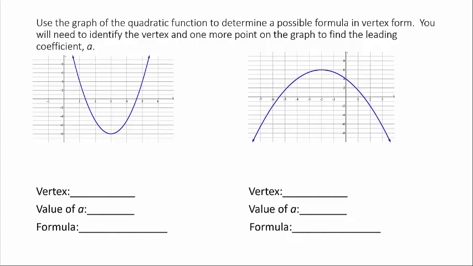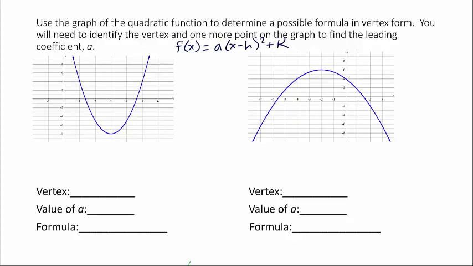In this example, we're going to use the graph of a quadratic function to determine a possible formula in vertex form. So to do this, we're going to need to find the vertex and also one more point on the graph which will help us determine the leading coefficient a. Okay, so just to recall, the form that we're looking for in vertex form is f of x equal to a times x minus h quantity squared plus k, right, where (h, k) is the vertex.